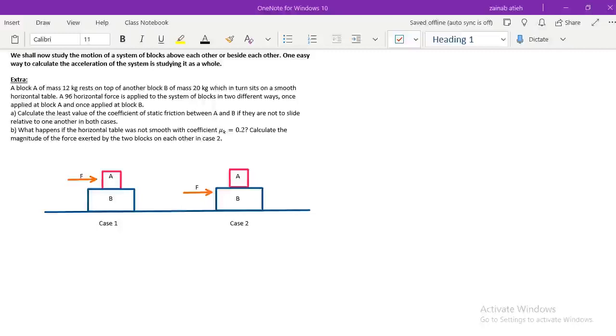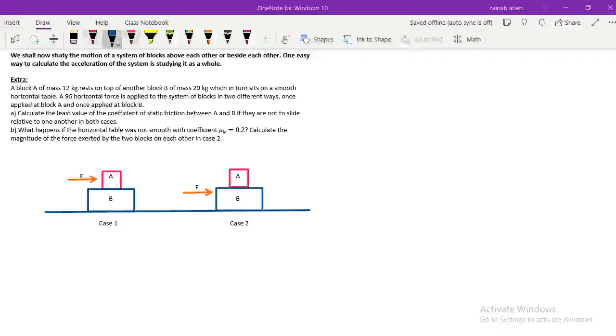So it's called a static friction. We have to find mu s in this case, and the condition is that they are not going to slide with respect to each other, so we have to consider that they are both moving together with the same acceleration. So I will start first solving case A, then I will move to case B.